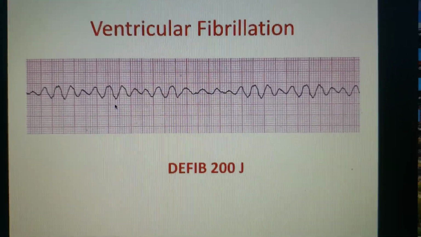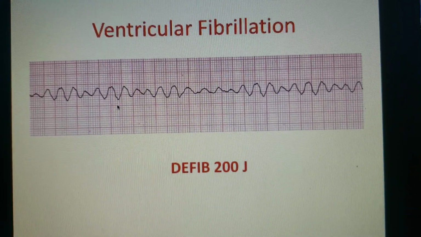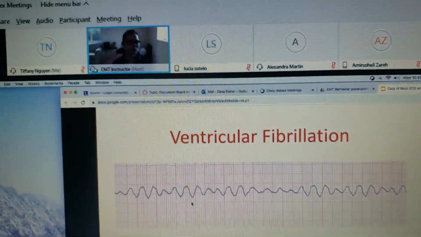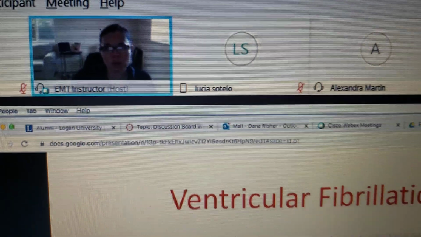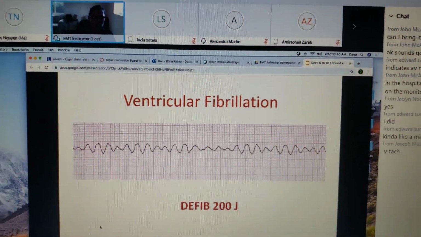The longer you don't do anything, it goes from this to this to that, which goes into asystole. Now you have no electricity going on at all. It's really hard to get people out of asystole. Okay, so that's ventricular fibrillation.